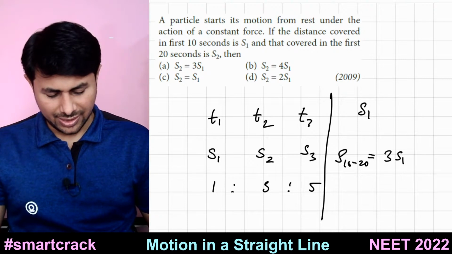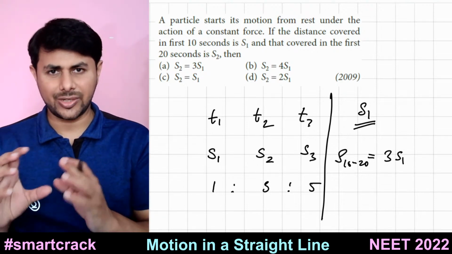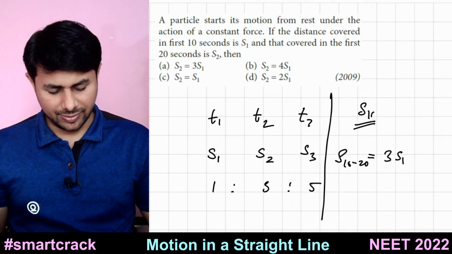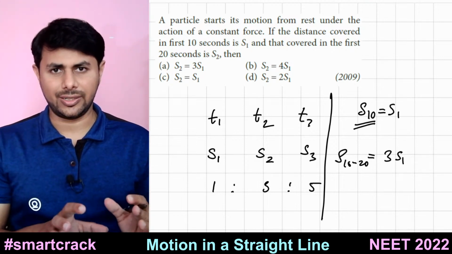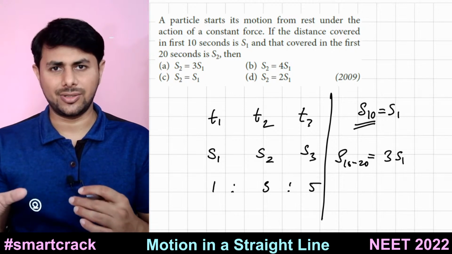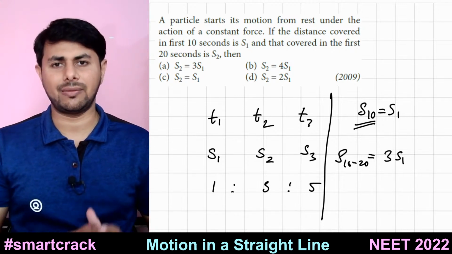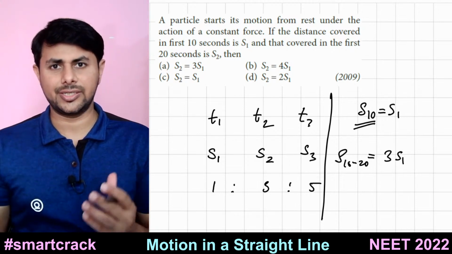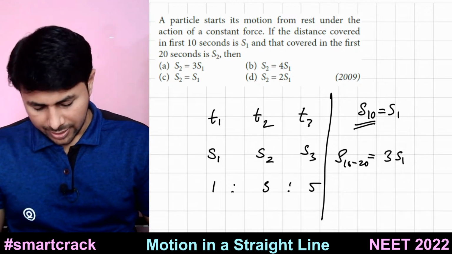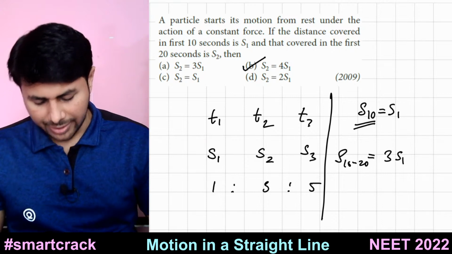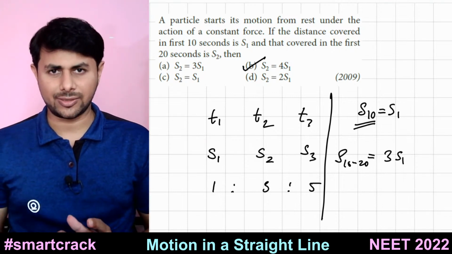So that means this is distance covered in first 10 seconds, let's call it s1, and distance covered from 10 to 20. Okay, so it is sum of these two. So it is s1 plus 3 times s1. Still, it is directly based upon Galileo's law of odd numbers. So S2 should be 4 times S1, not 3 times S1.